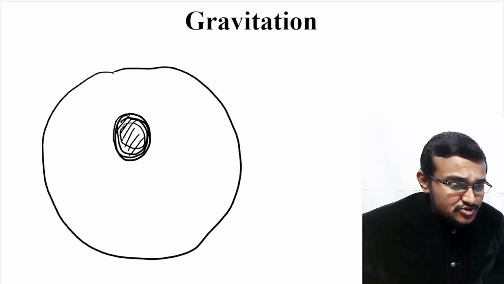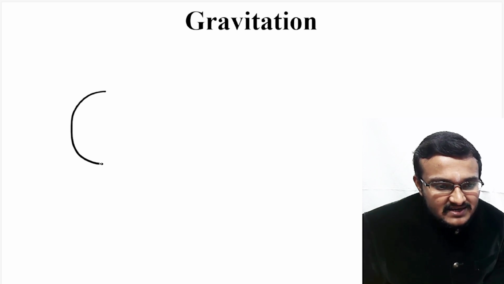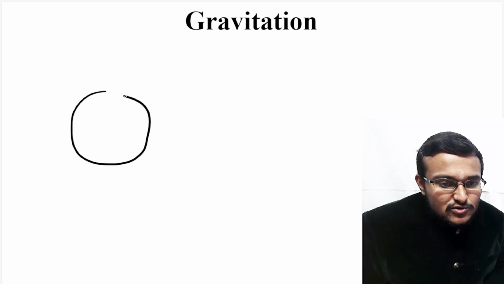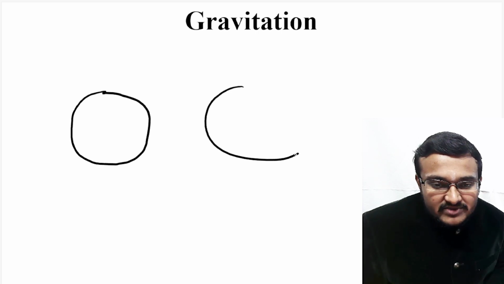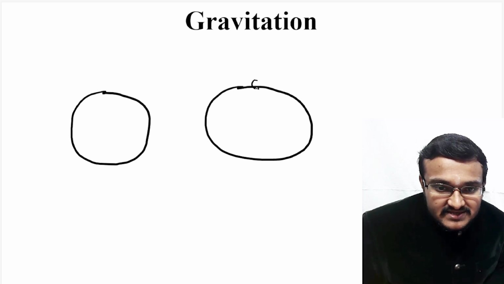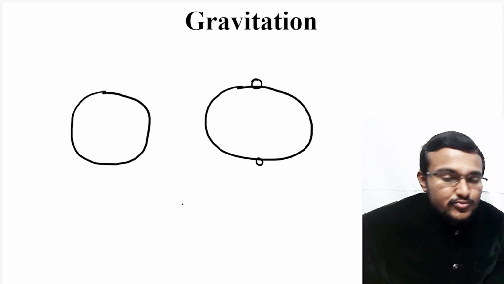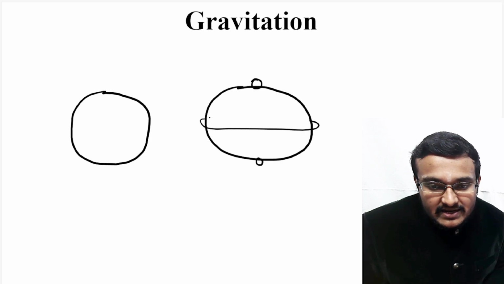Now I'll just draw an earth's image. Basically earth somewhat looks like this. Here I'll draw one more image. Let us imagine this as earth. This is the north pole and this is the south pole of earth, and this is the equator of earth.